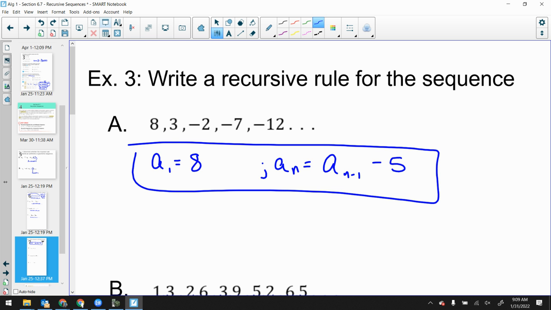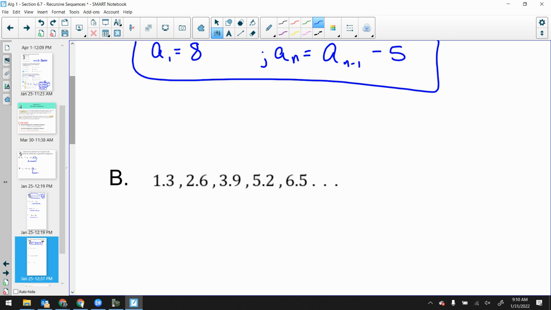And then an a sub 1, and then an a sub n is equal to. So for example here, next one. Now be careful. What's my rule? Would it be like plus 1.3?